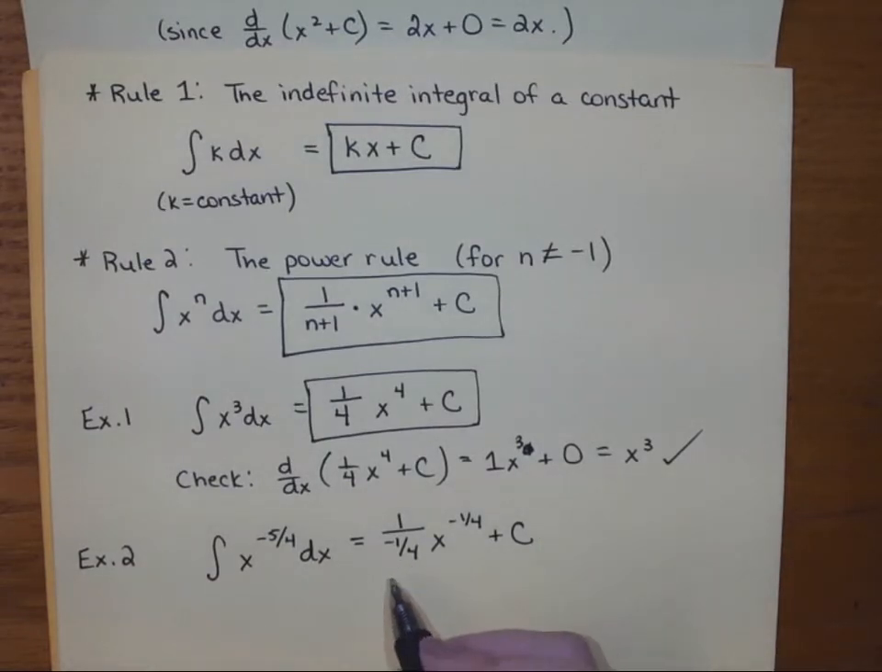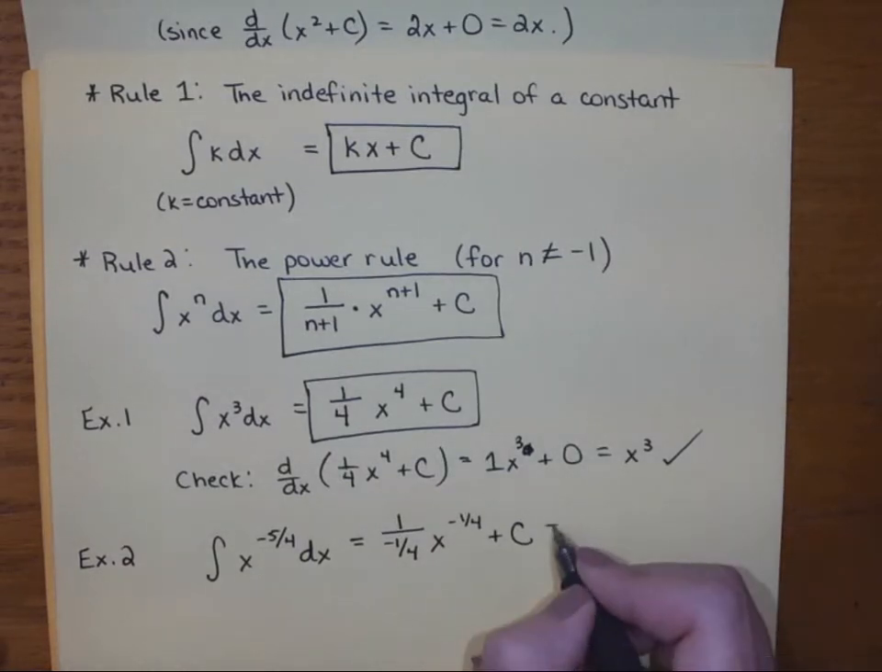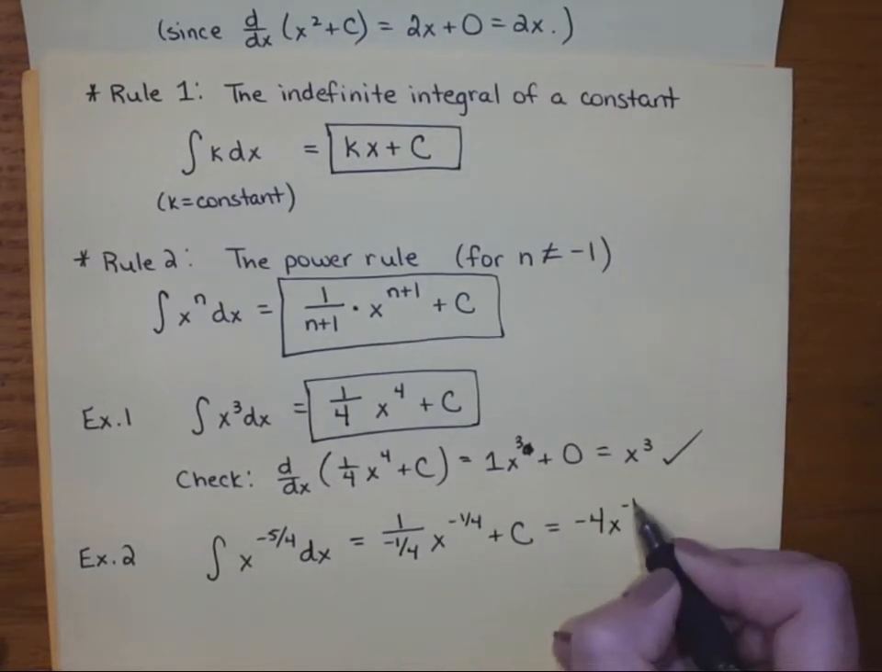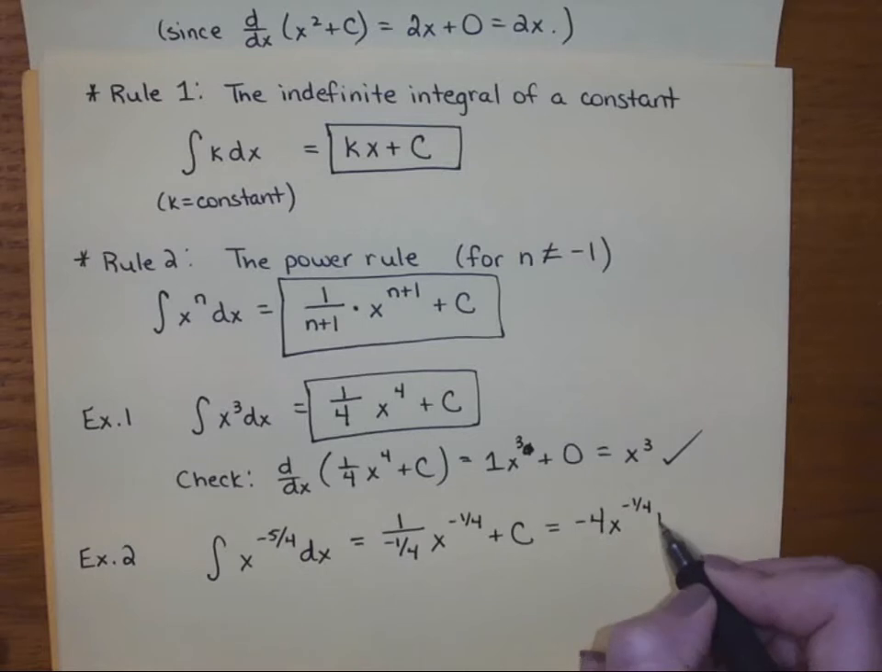Okay, so when we have a number divided by a fraction, we can just flip the fraction. In other words, 1 divided by negative 1/4 is the same as 1 times negative 4 over 1. So again, you can check that in your calculator if you don't believe me. But this is negative 4x to the negative 1/4 plus c.